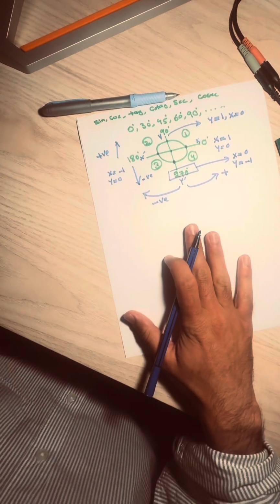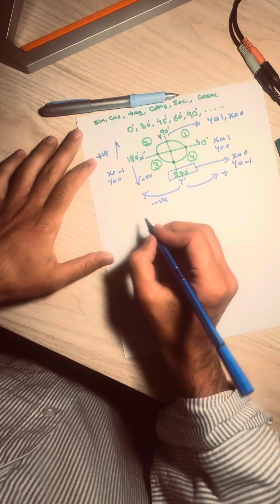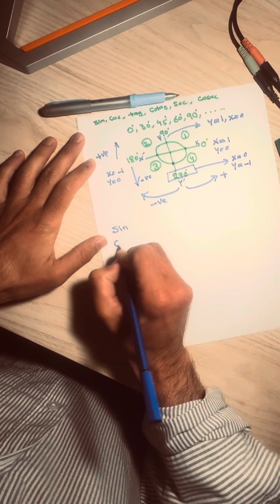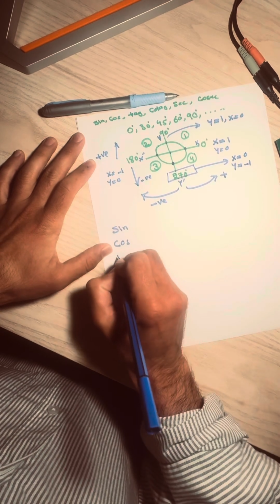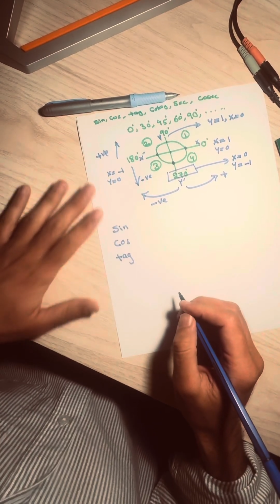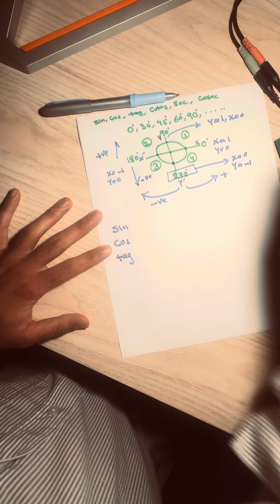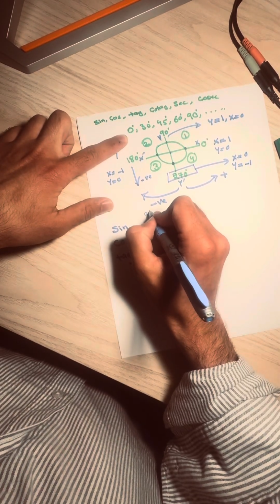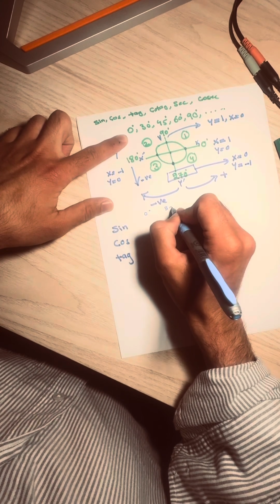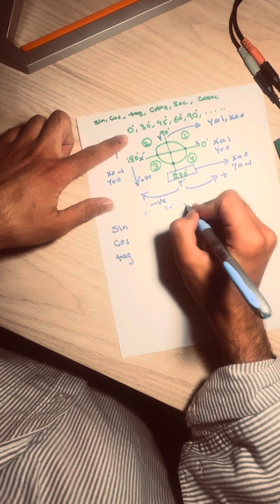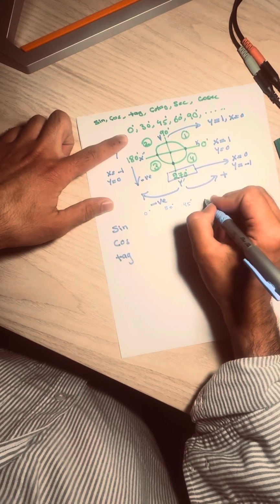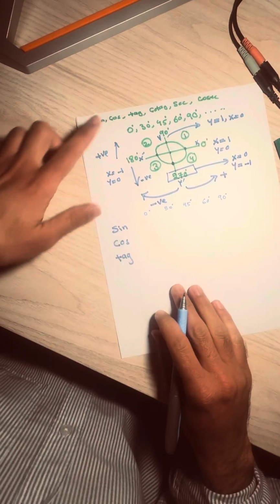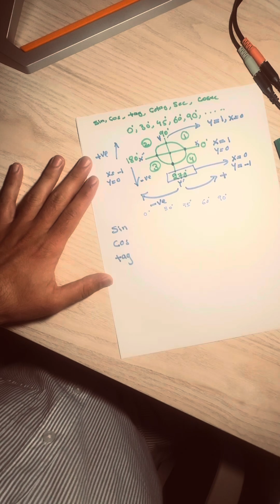This is a very basic concept, you should understand this one. Now let's come to this point. We have sine, cosine, and tangent. We are trying to find the values for 0 degree, 30 degree, 45 degree, 60 degree, and 90 degree. Okay, sounds good. Now we understood this one.